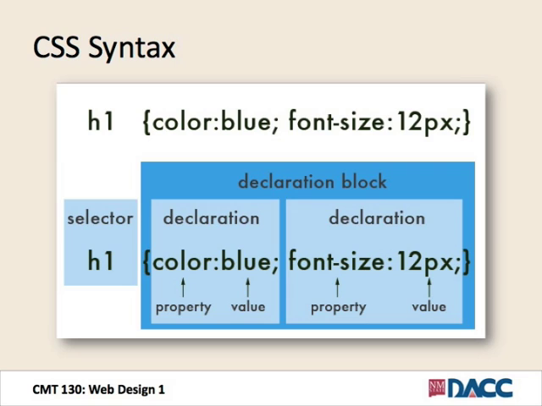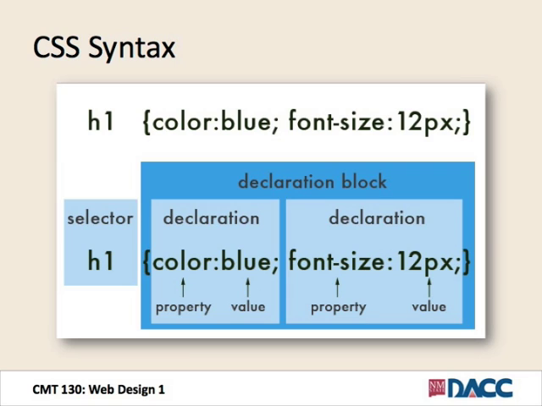So CSS has its own syntax. Here's an example. The first element is called a selector. In our example, it's the H1 tag. This means we're going to be styling the H1 tag. The rest of the syntax is called a declaration block. The declaration block goes from the opening curly bracket to the closing curly bracket.